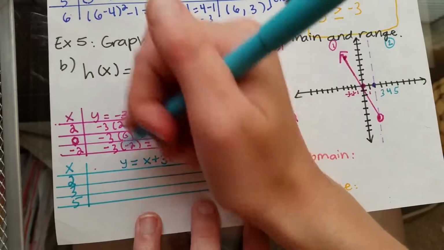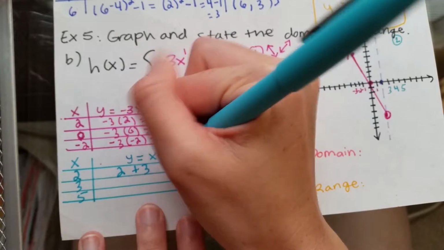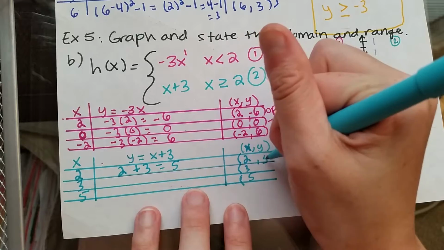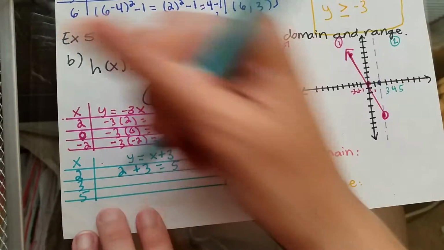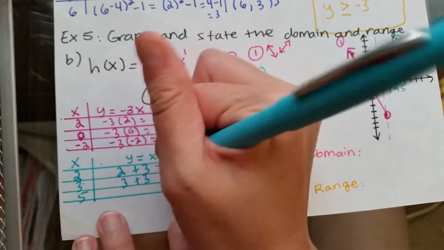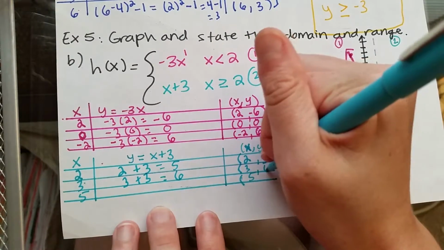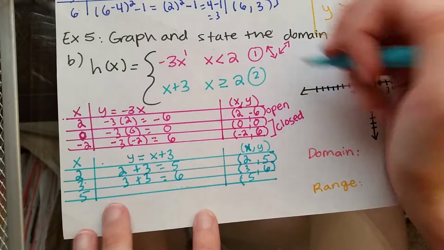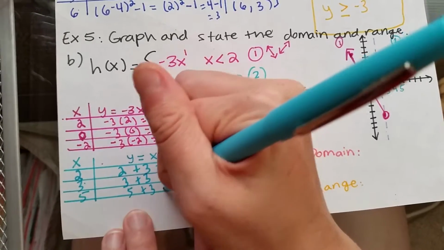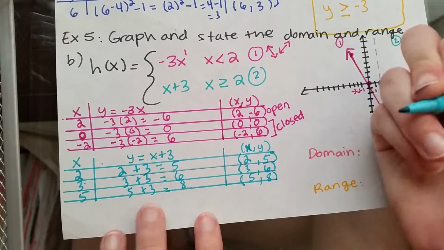Alright, let's get going. I'm going to replace this x with the 2. So 2 plus 3 gives me a 5. So my first coordinate will be at 2, 5. Alright, for my next one I'm going to replace this x with a 3. So 3 plus 3 equals 6. So my next y value is a 6. And finally I'm going to replace this x with a 5. So 5 plus 3 gives me an 8. So my last y value will be an 8.